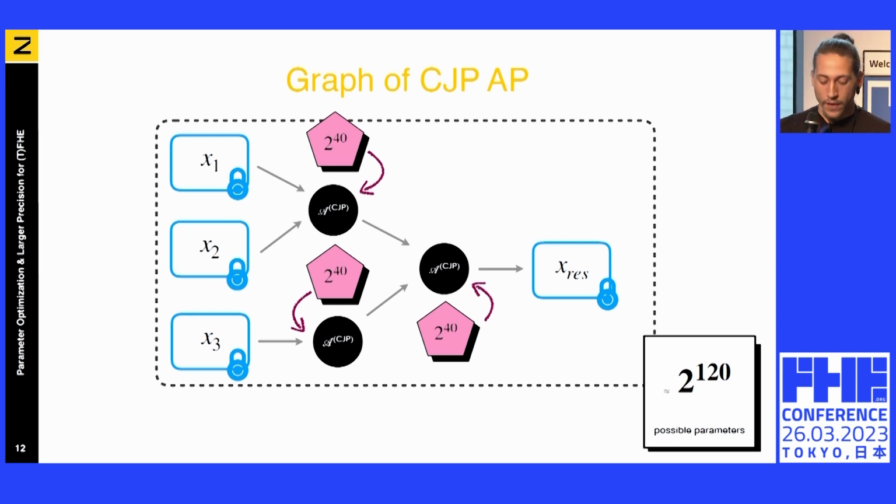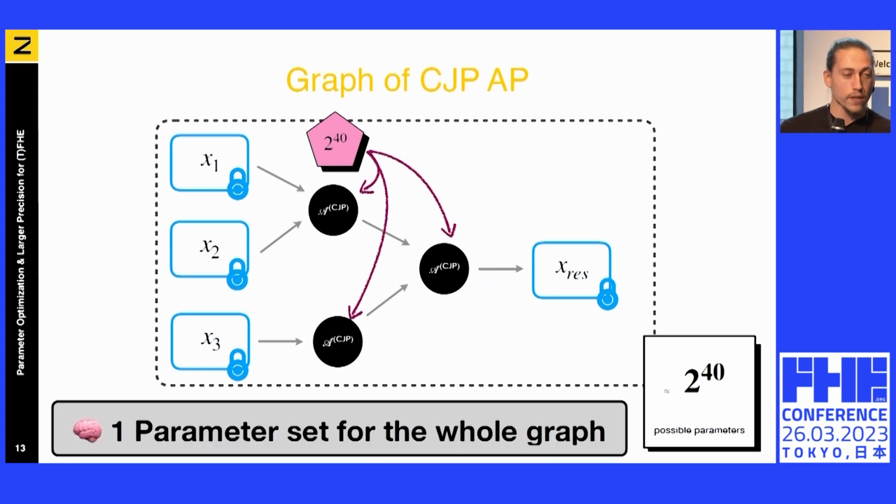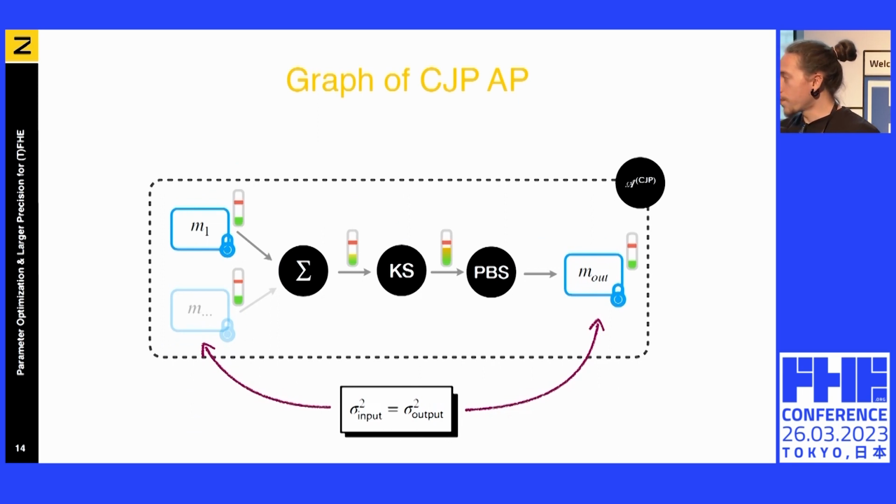So it's really big. So what we did is that we made a common hypothesis in TFHE. We assumed that we will be using 1 parameter set for the whole graph. And this enables us to have a search space that does not depend on the size of the graph. Because we make this hypothesis, the noise at the end of the atomic pattern is the exact same as the entrance of this atomic pattern.